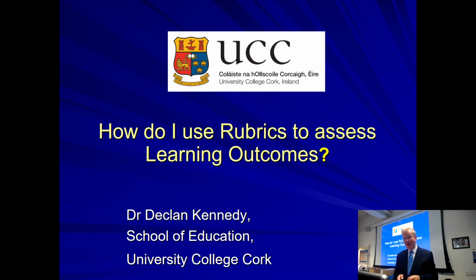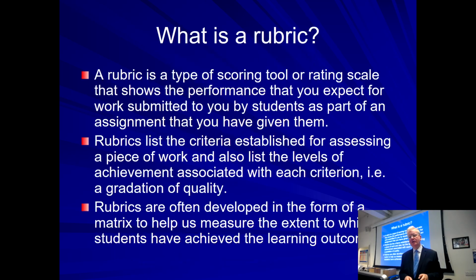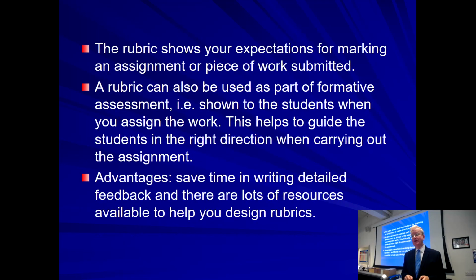And as you can see from our screen, today we're going to have a look at the use of rubrics to assess learning outcomes. Now, a rubric, as you can see from the definition there, is a scoring tool. It's often referred to as a rating scale, and it shows the performance that you expect from the students regarding the work that they submit to you. Rubrics basically consist of criteria that you will use to assess that piece of work. Usually the rubric is presented in the form of a matrix, and in this short presentation, we'll show you lots of examples of what I mean there.